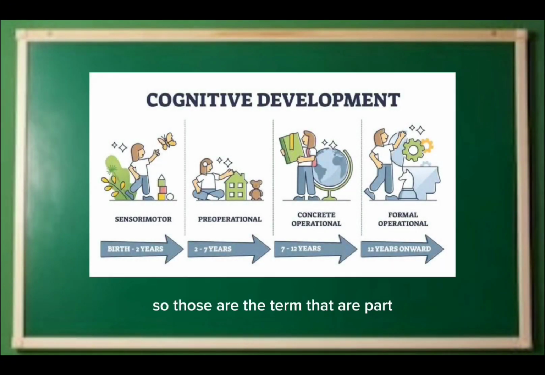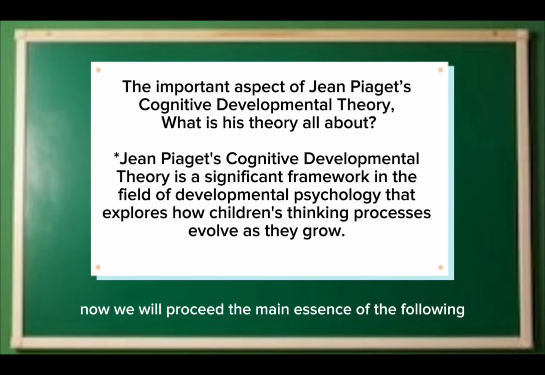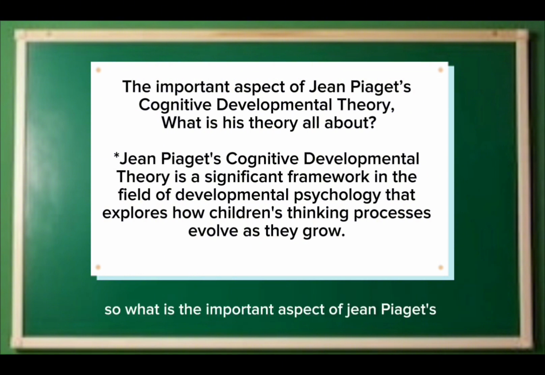So those are the terms that are part of cognitive development and very important, especially in the study of the theory of Jean Piaget. Now we will proceed to the main essence of the following cognitive developmental theories. First, we have Jean Piaget's cognitive developmental theory. So what is the important aspect of Jean Piaget's cognitive developmental theory?